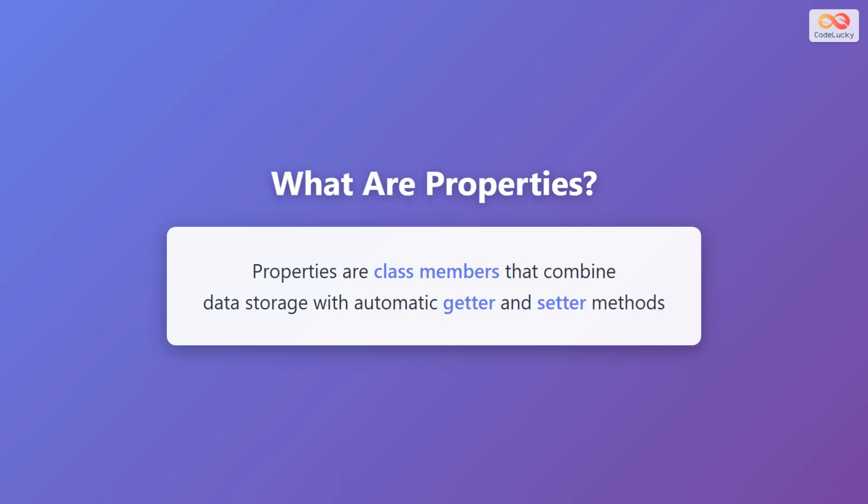So, what exactly are properties? Properties are class members that combine data storage with automatic getter and setter methods. Instead of writing separate fields and methods like you would in Java, Kotlin bundles everything together into a single, convenient property declaration. This makes your code much cleaner and easier to maintain.